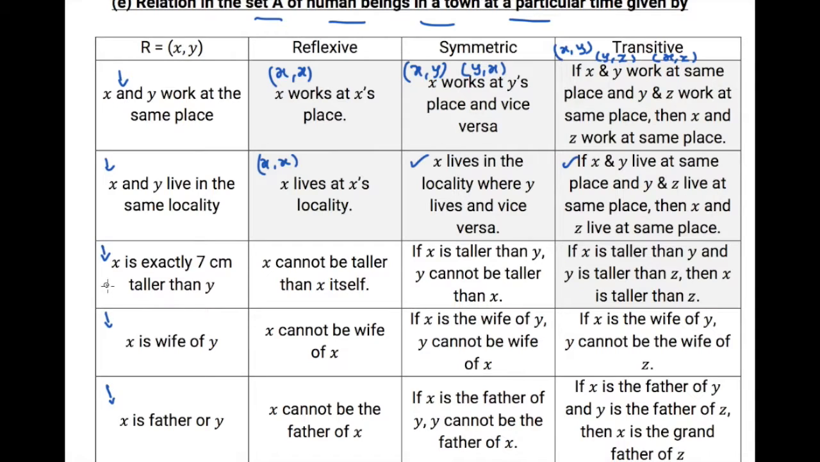Now the third one: x is exactly 7 centimeters taller than y. Whether (x, x) is possible? No, because x cannot be taller than x. Whether symmetry is possible? No, because if x is taller than y, y cannot be taller than x. Whether transitivity is possible? If x is taller than y and y is taller than z, then definitely x is taller than z.